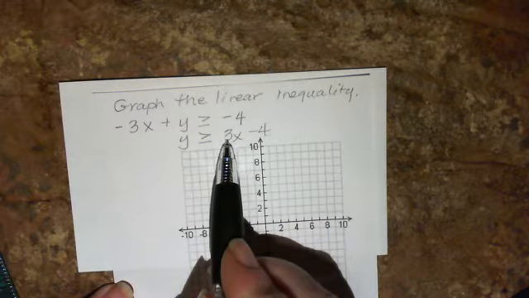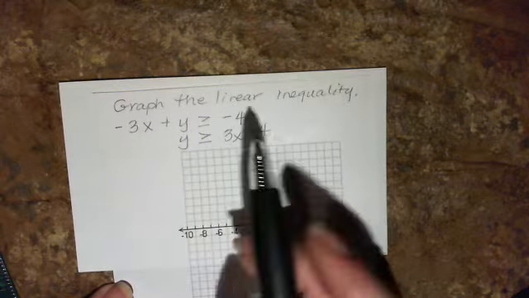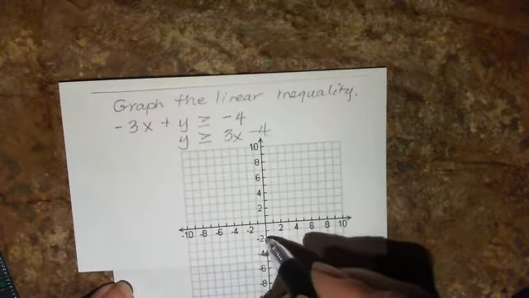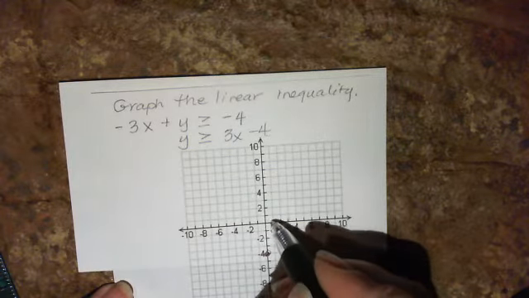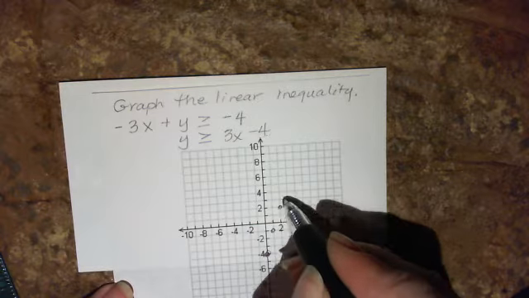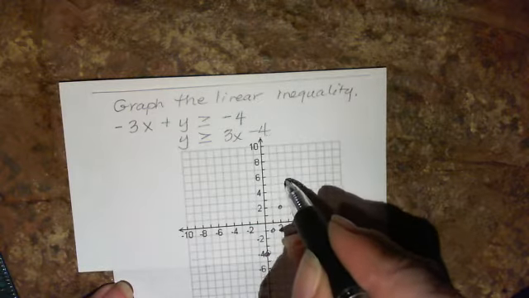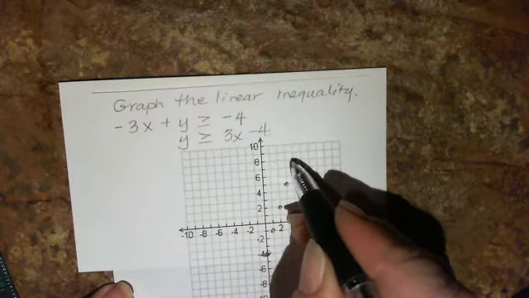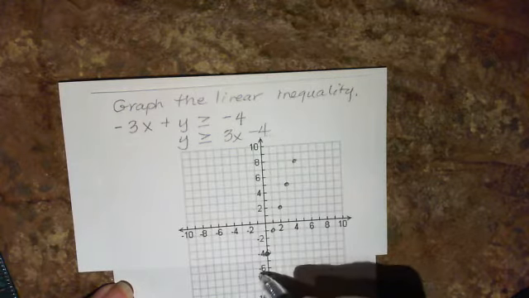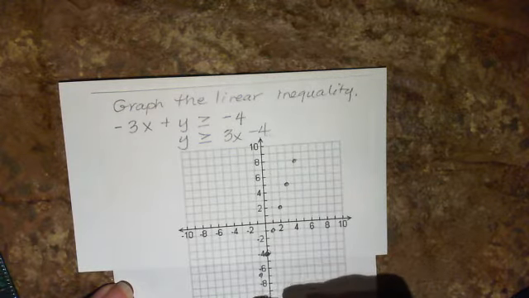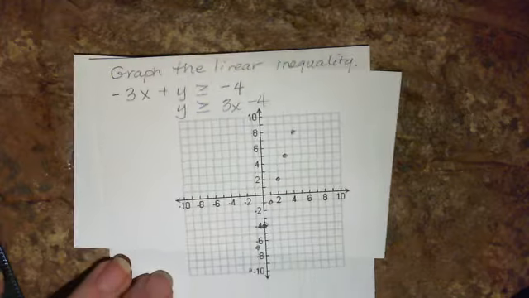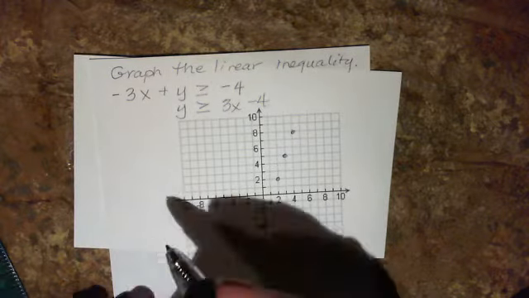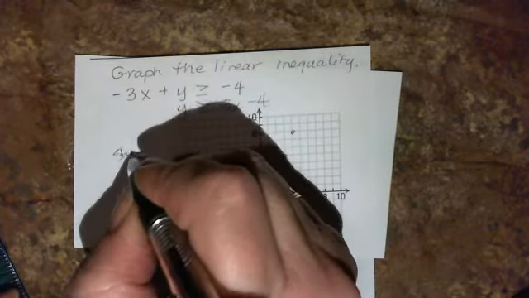The slope is 3. It's a positive slope, which means the line goes up. In fraction form, 3 is 3 over 1. So up 3 over 1, up 3 over 1. Several of those until you feel comfortable, and backwards if you need to. Marking your points.